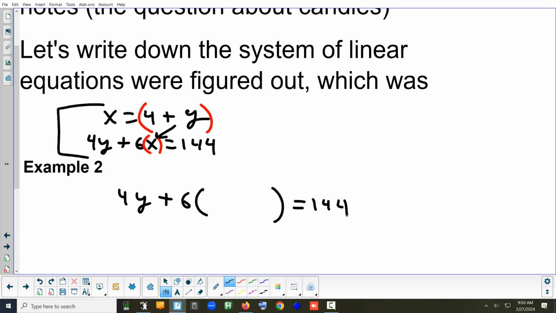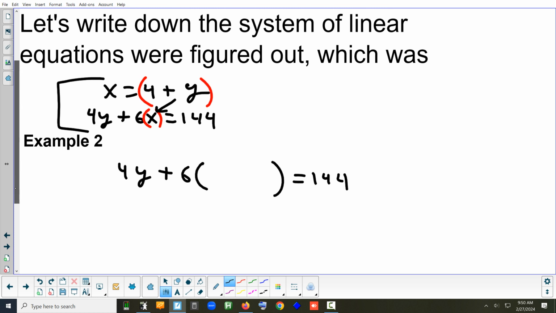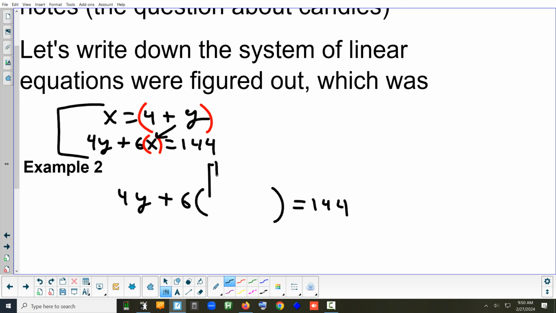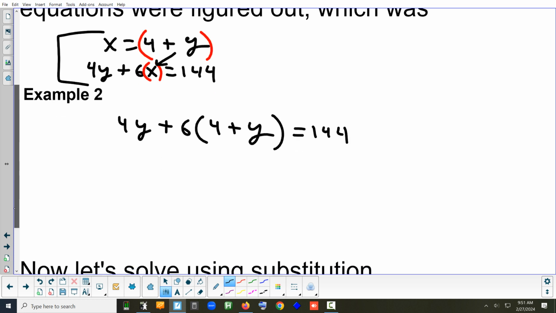Okay. So now, instead of putting in x, what do they tell us in the top equation, x equals? 4 plus y. Yep, they tell us x is 4 plus y. So we fill that in, and now we're going to solve. First step, we're going to distribute. So 4y is going to stay right where it is. What's 6 times 4? 24. What's 6 times y? 6y.